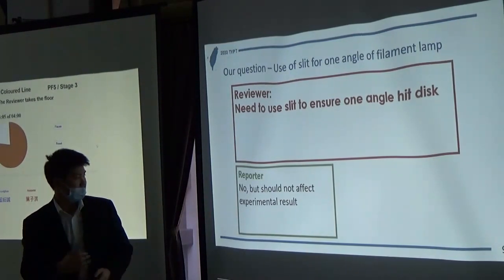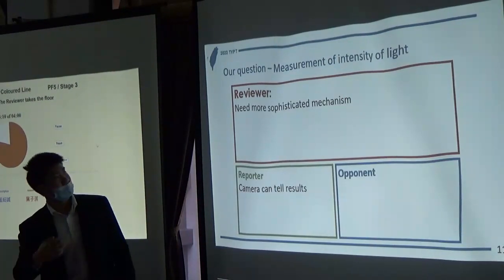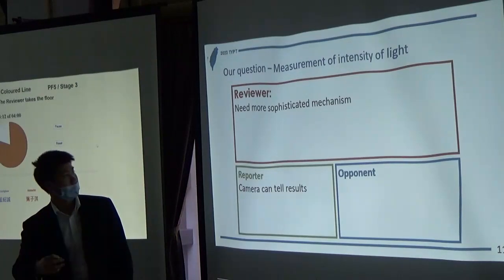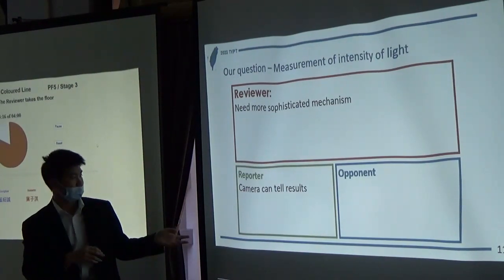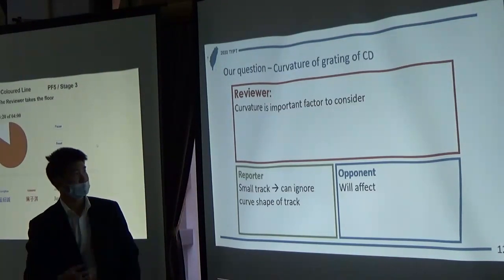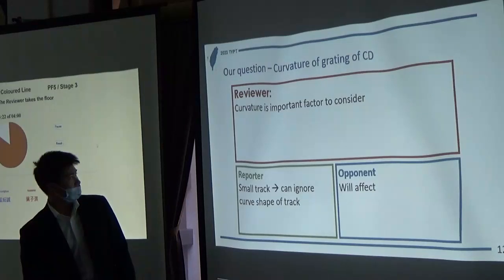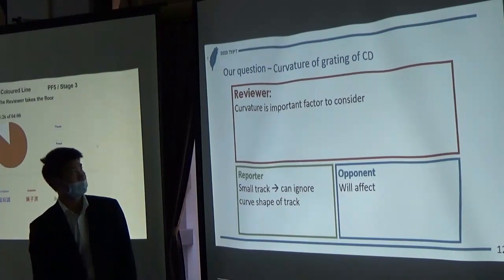And then going on to our questions, we asked about the need to use slits to ensure one angle hits the disc. The reporter says no, but we think it's important. I also asked about the intensity of the light, and they said the camera can tell the results, but we think that they need a more sophisticated mechanism to tell that. And curvature is also an important factor that the reporter did not consider.